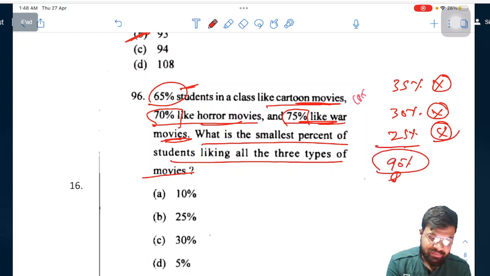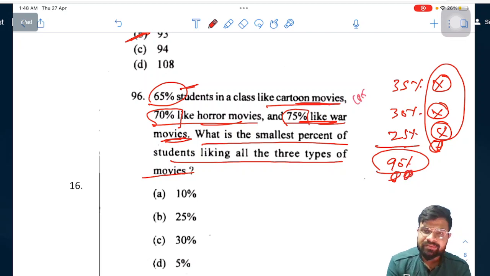So people who don't like these movies is 90%. So still 10% people are there who are liking all these movies. This is how you do it. This is the very simplest way to do this.